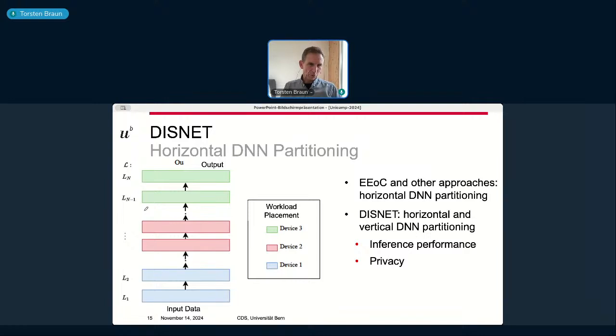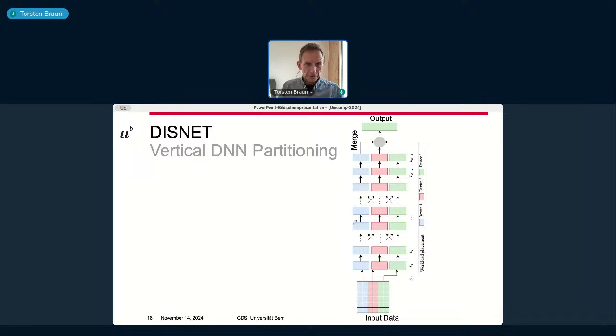We can also call this concept I introduced before horizontal DNN partitioning. That means we partition in a horizontal way, and then run one part on the IoT device, maybe another part on a second edge device, and maybe this part on the cloud server. And now what we did in DISNet, we combined the horizontal partitioning with vertical partitioning. That means we also partition in a vertical dimension. And you see that here. So this is horizontal partitioning again, and now you see the vertical partitioning.